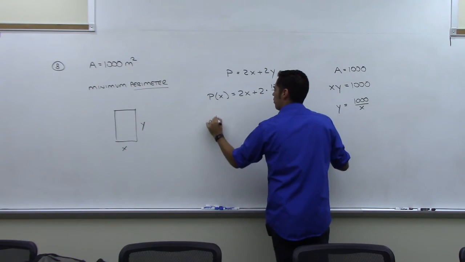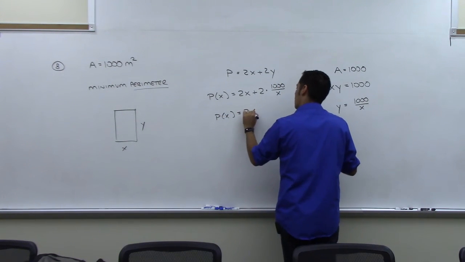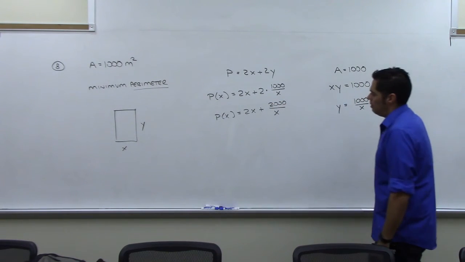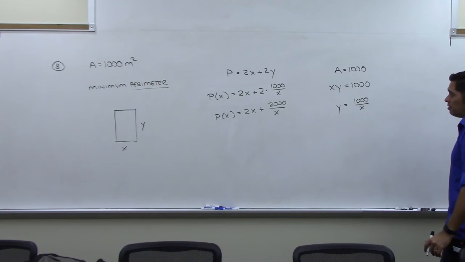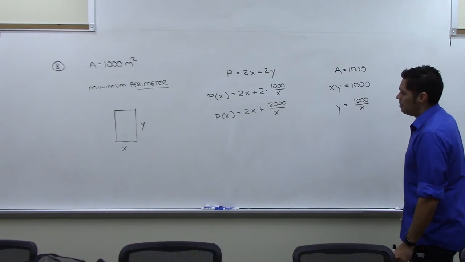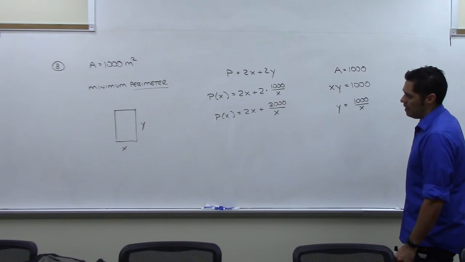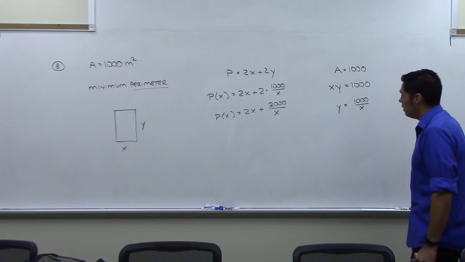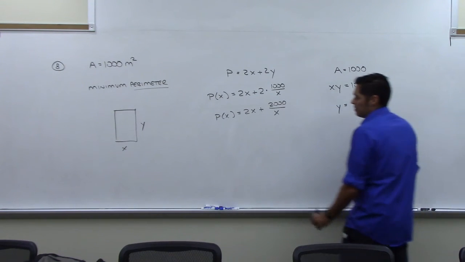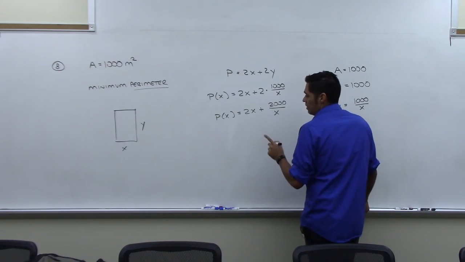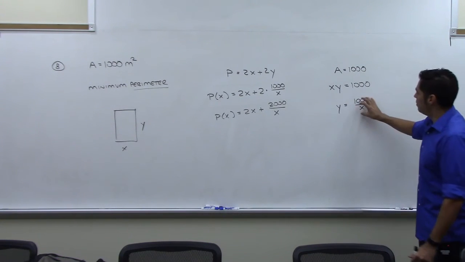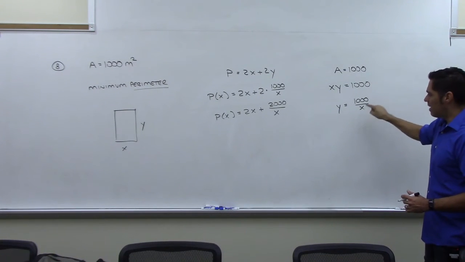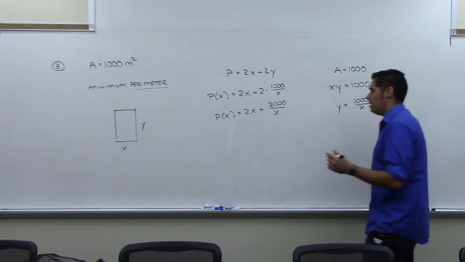And so I get my perimeter as a function of x equals 2x plus 2,000 over x. All right, now as far as the domain is concerned, within the constraint of the problem, I cannot have x be negative because it's the length of a side of a rectangle, and y can't be negative. So definitely x has to be positive, but it also cannot be 0, because if I let x be 0, this is undefined and I will have no area. I have to have an area of 1,000, so x cannot be 0, but it can be any positive number.